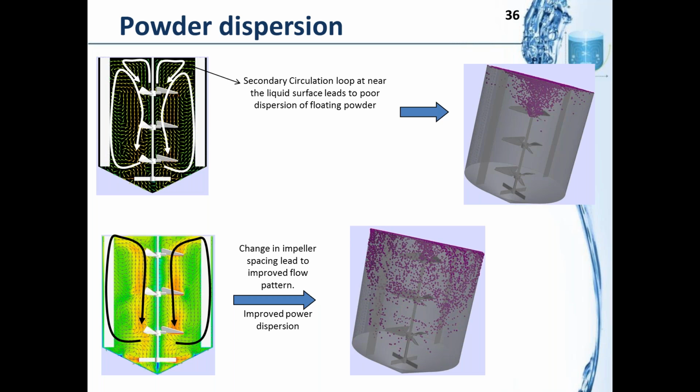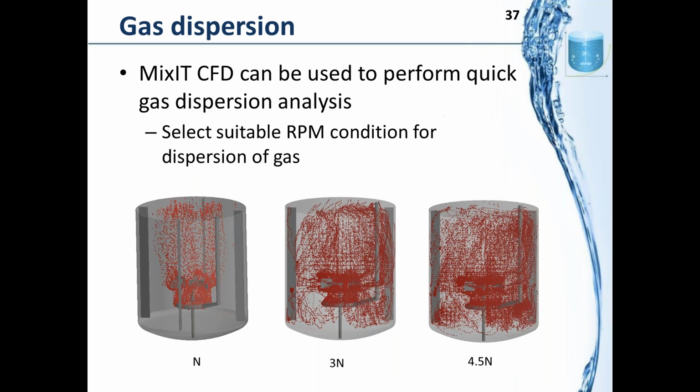Similarly, you can use the analysis to understand what RPM to set for a gas dispersion analysis, where the requirement was to understand at which RPM we can get a good dispersion of gas coming from the sparger. Here a quick analysis can be performed, and you can run multiple CFD simulations to understand the flow pattern as well as the dispersion of gas bubbles in the vessel.